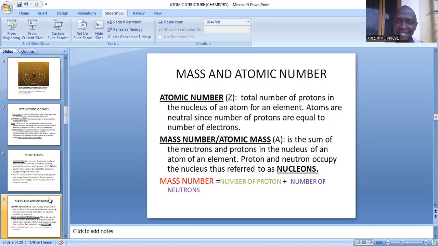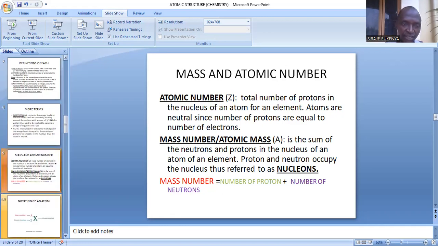The mass number or atomic mass is the sum of the neutrons and the protons in the nucleus of an atom, of an element. Protons and neutrons occupy the nucleus. That's referred to as nucleons. So if somebody is telling you to find the nucleons, they are still asking you to find the mass number. Because the mass number or the nucleon number is the total sum of the protons and the neutrons in the nucleus. So you can always use that as a simple addition.